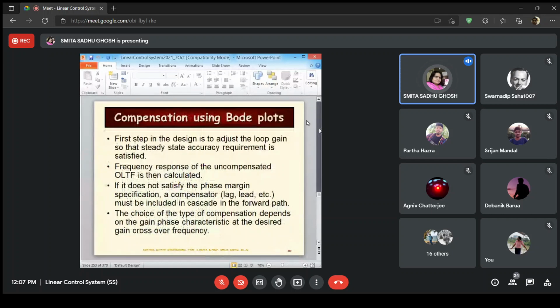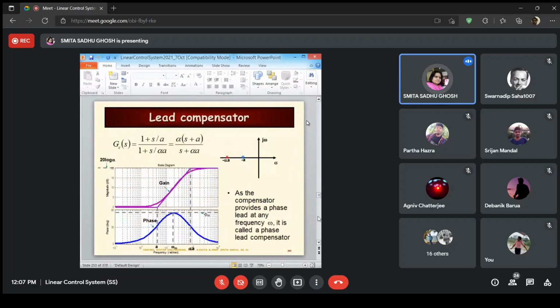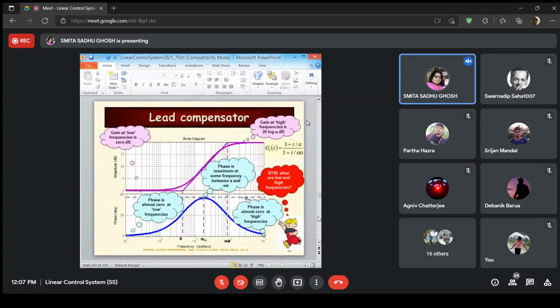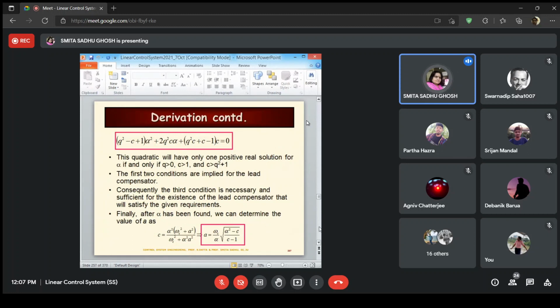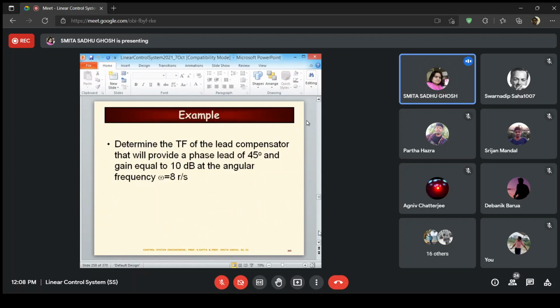So we were doing this compensation using Bode plots, the lead compensator, and then some expressions were derived. This quadratic was of importance in the lead compensator, this one. And then we had said that alpha can be found out from the solution of the quadratic, and the parameter a can be found out from this expression. Those are the only expressions that we would be requiring in order to find a lead compensator.